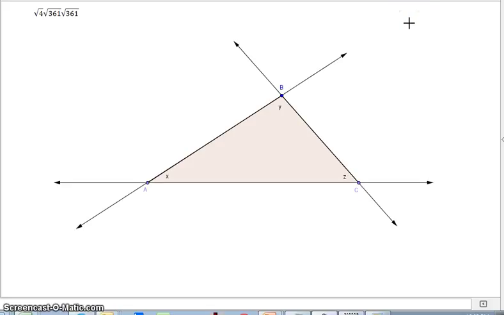So, task managers and facilitators, it's your job to make sure everybody is drawing and labeling this figure, and to make sure that everybody is writing the date in square root form for today.